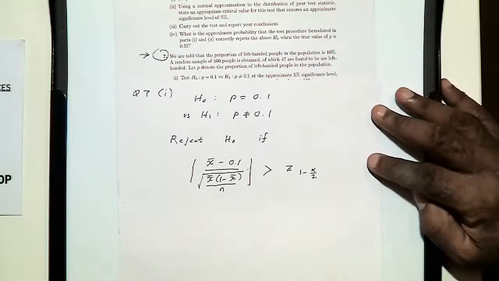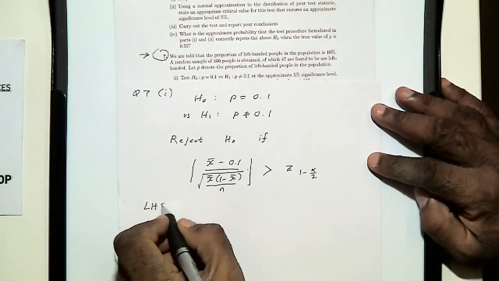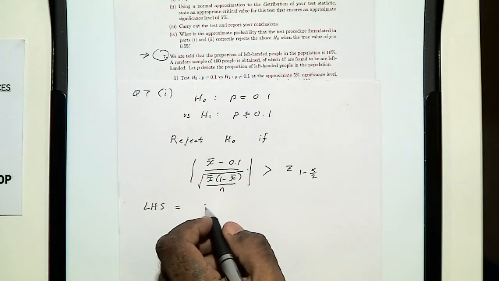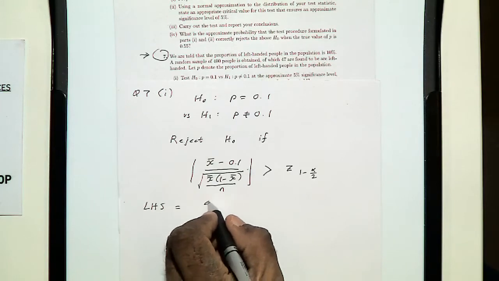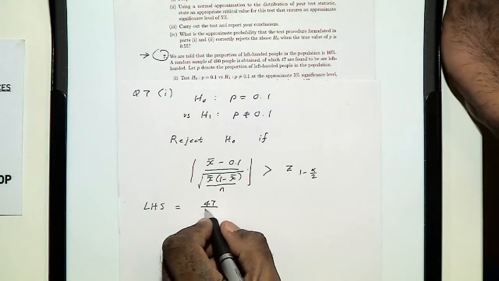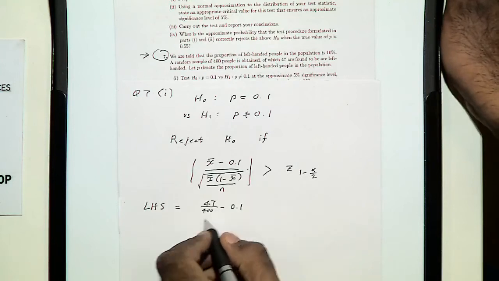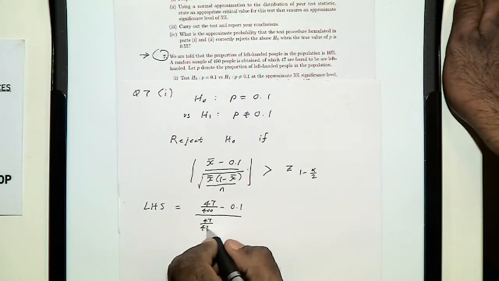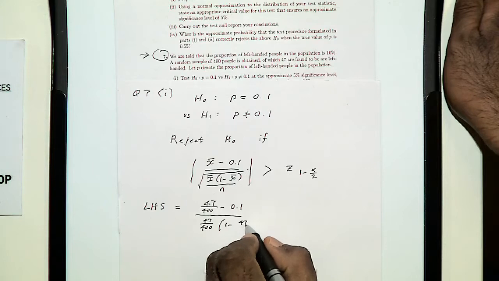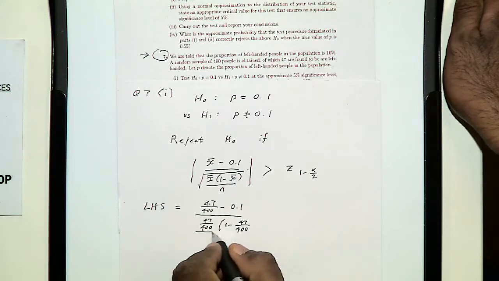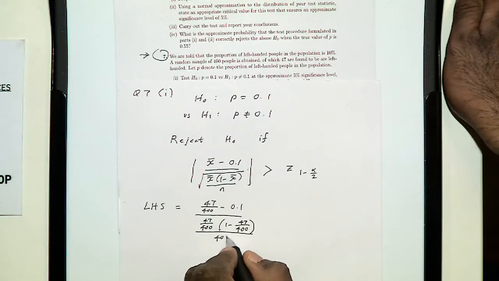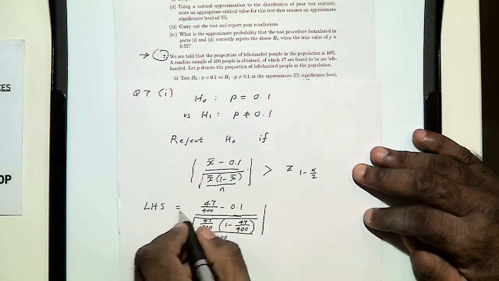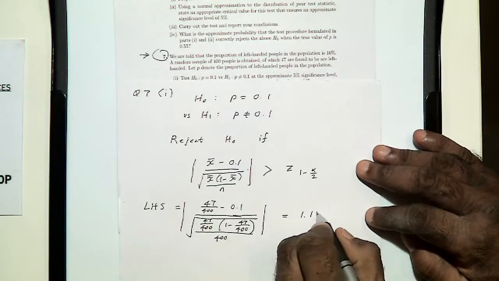Okay, now let's compute the left hand side, which is going to be x bar. x bar is the sample proportion, which is given to you as 47 divided by 400. And if you work this out, this will be 1.66667.